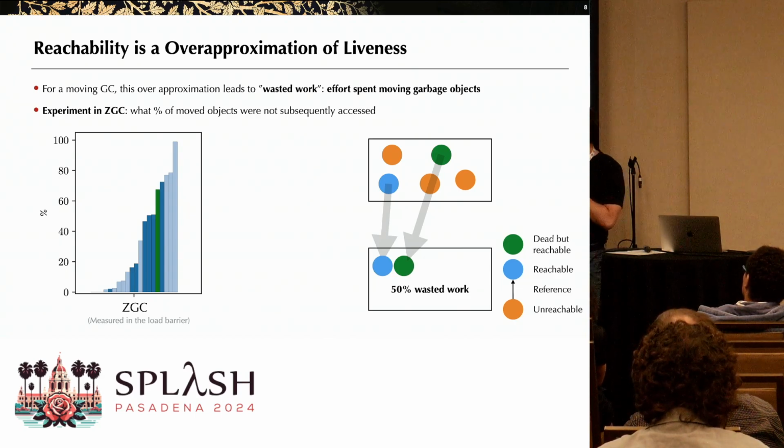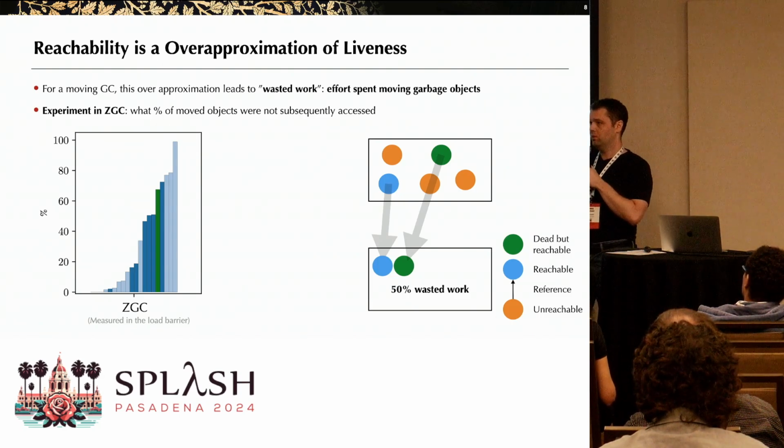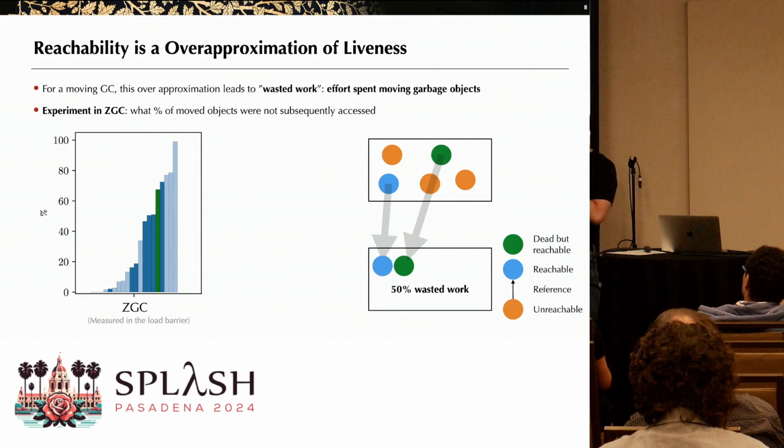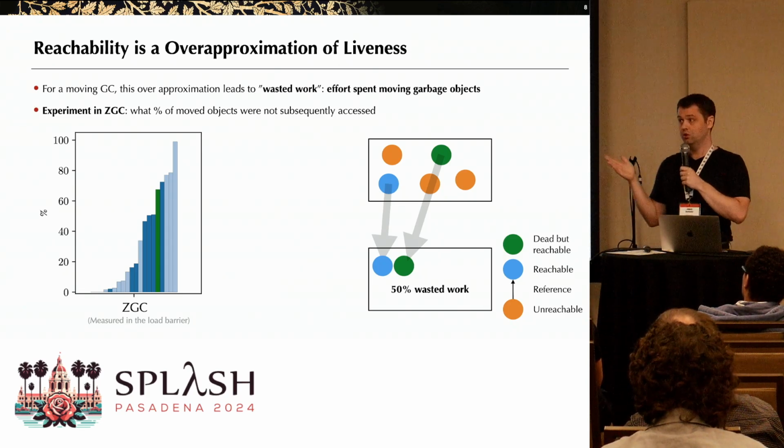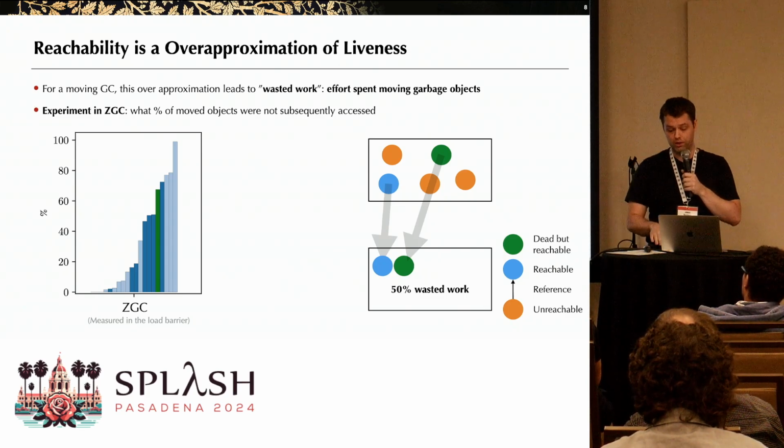And that is what we see here that we have measured. Here we have ZGC, and we have instrumented what percentage of the moved objects were never accessed after moving them. Each bar is a benchmark, and we see that in ZGC there is a substantial amount of wasted work going on.